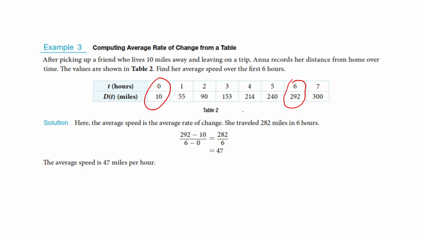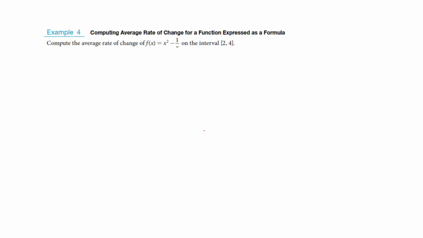But so over 6 hours, what's the rate of change? So we're using this point 6, 292, and this point 0, 10, finding the slope, and that's our average rate of change. Okay, this just keeps going on. There's supposed to be 1 over x down there, I believe.